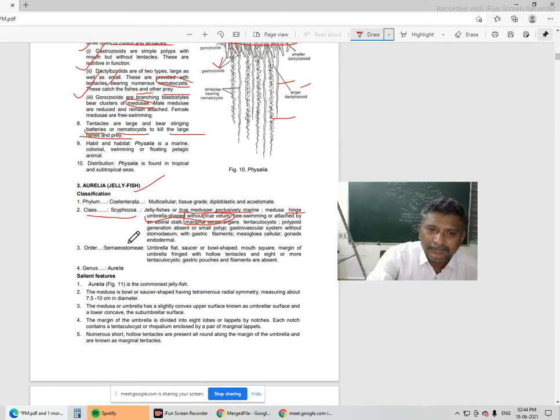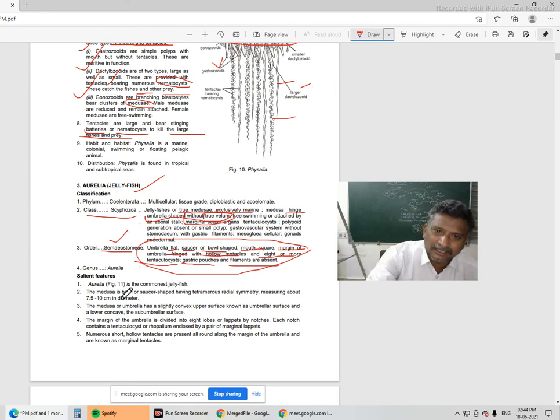Now, Semaeostomeae. I think day before yesterday we discussed this order also. Umbrella is flat, saucer or bowl shaped. Mouth square, margin of umbrella fringed with hollow tentacles, and 8 or more tentaculocysts. Gastric pouches and filaments are absent. If all these characters are there, all these animals may be grouped under this order.